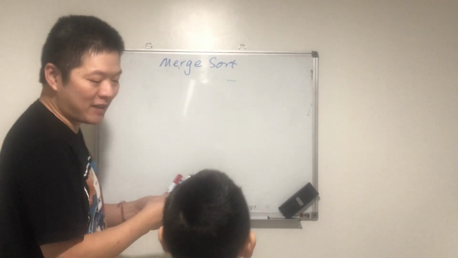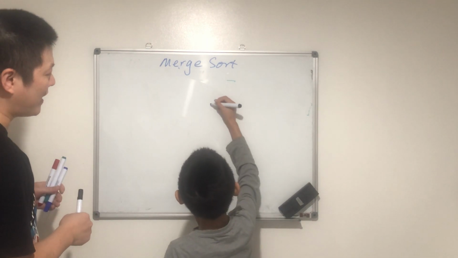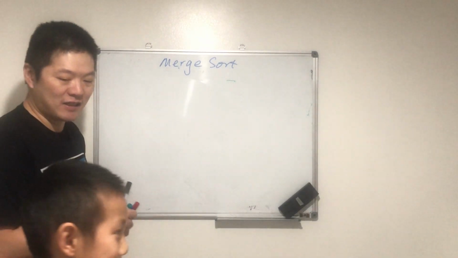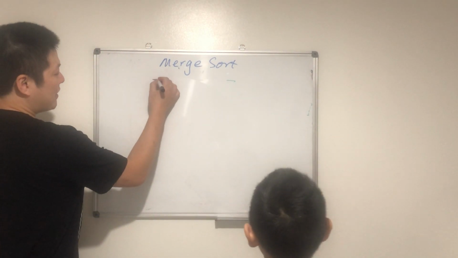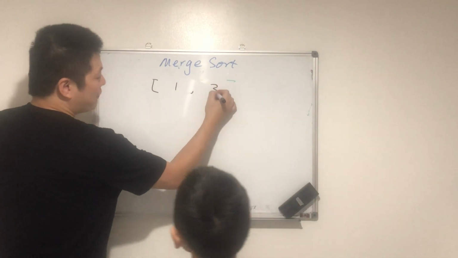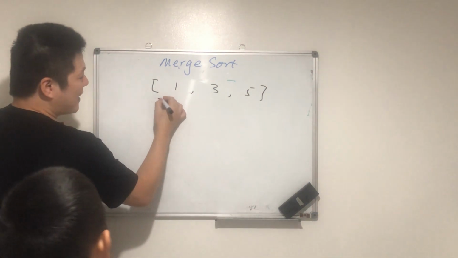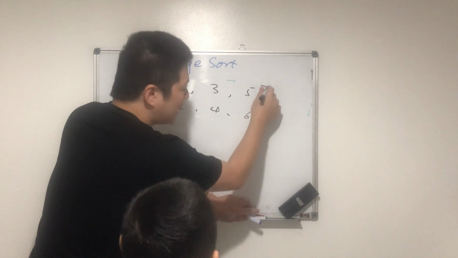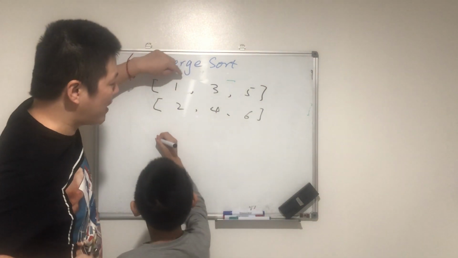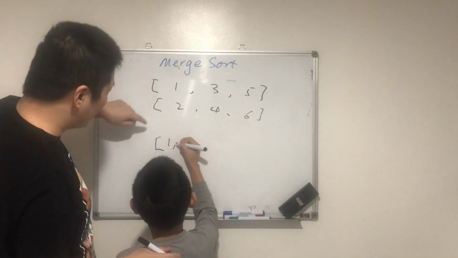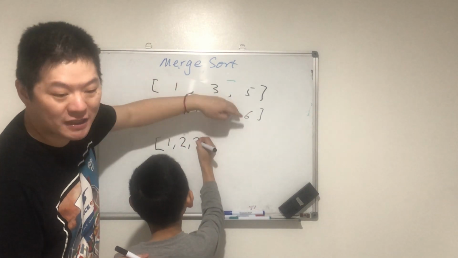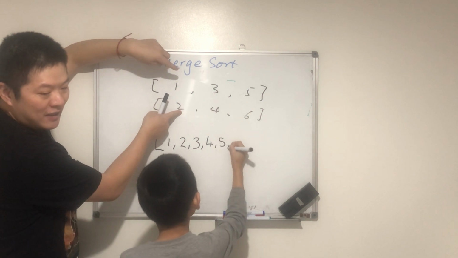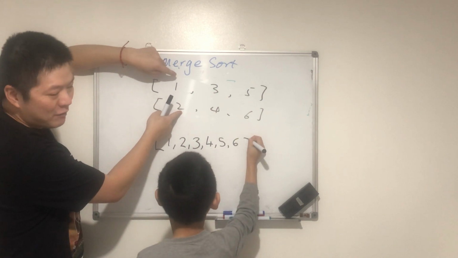Okay, I'll show you again. Maybe Eric, do you want to teach Ryan? Okay, Ryan, you look. If the numbers are 1, 3, 5, and another list is 2, 4, 6. These two lists are sorted. They are in order, right? 1 is smaller than 3, 5, and 2, 4, 6 are increasing. So what we do is left hand, right hand. Then we compare the value of the left hand and the right hand.